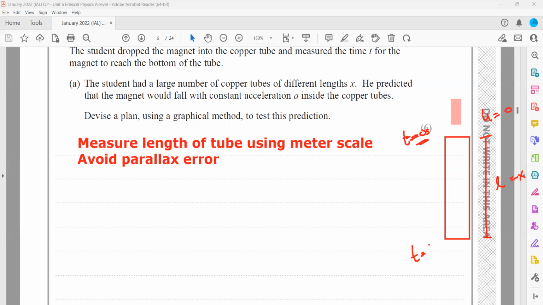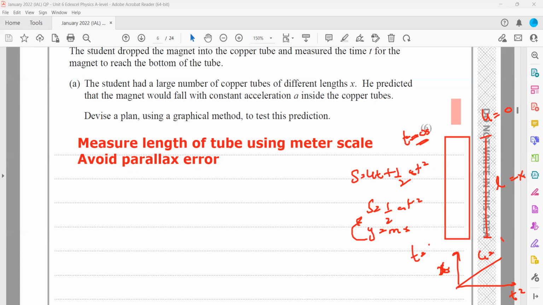And we have the equation of motion, s equals ut plus half at squared. If u is 0, the initial velocity is 0, so s equals half at squared. If we plot a graph, comparing with the equation of a straight line, y equals mx, on the y-axis we plot the length of the tube, x, and on the x-axis it will be time squared. So what will be the gradient of this graph? The gradient is a by 2, or gradient times 2 should give us a.